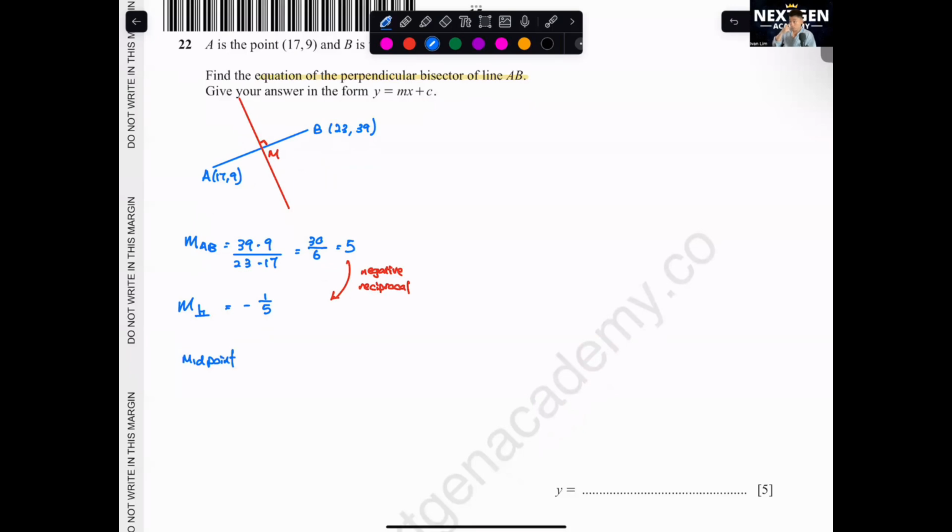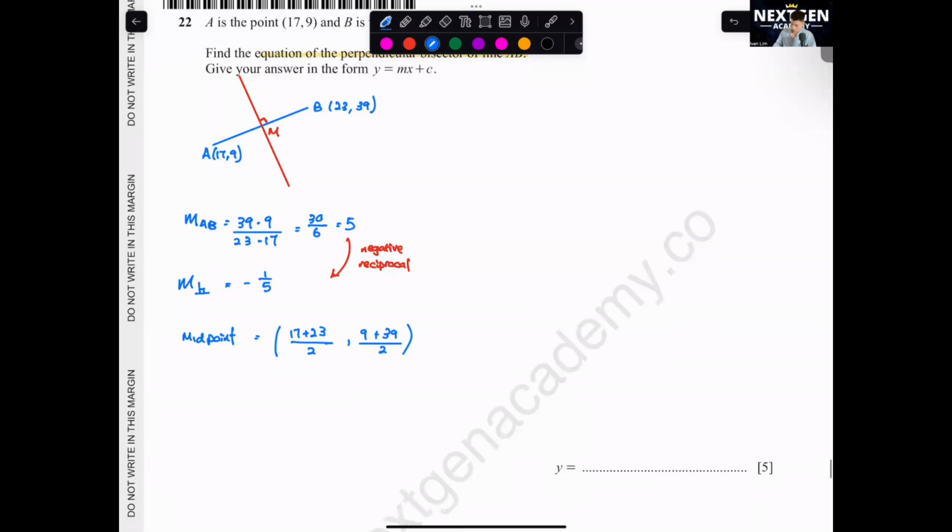Okay, the next one we need to find is the midpoint. Midpoint is x1 plus x2 over 2, y1 plus y2 over 2. So 17 plus 23 over 2, 9 plus 39 over 2. Okay, calculate this. 40 over 2, 48 over 2. Or you can straight away just write the final answer. Okay, so here is 20 and 24.